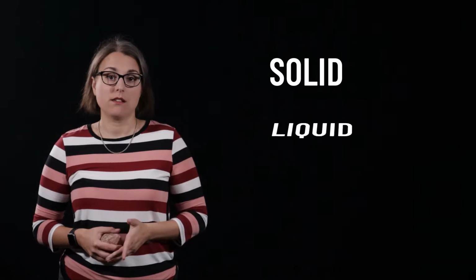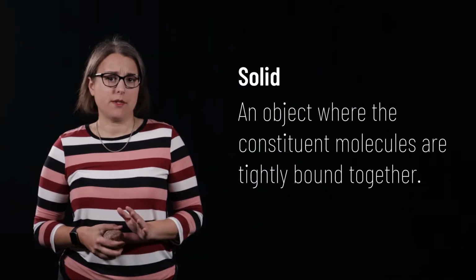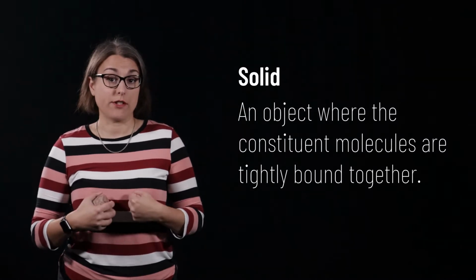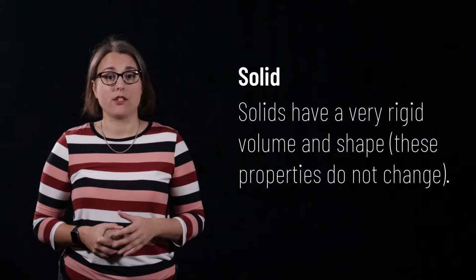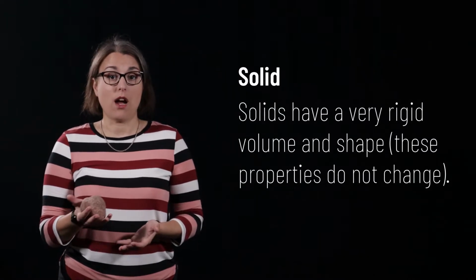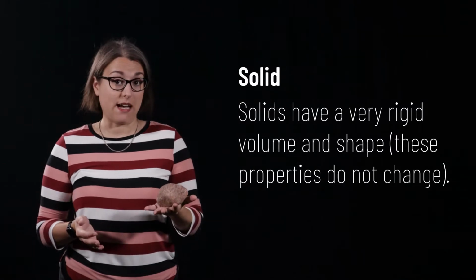In our everyday lives, we experience 4 states of matter: solid, liquid, gas, and plasma. A solid is a material where the molecules or atoms are very tightly bound together. This gives a solid a very rigid volume and shape. If I move a rock around, it is not going to change its shape or its size at all.